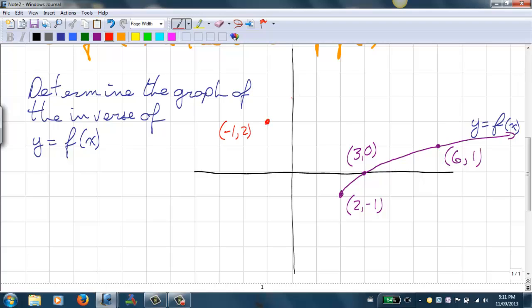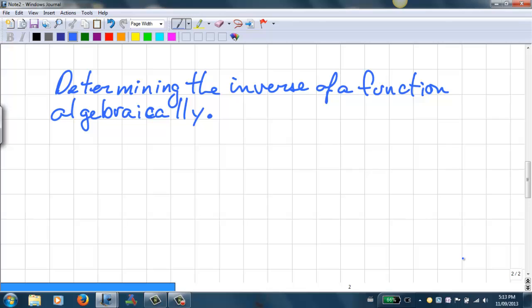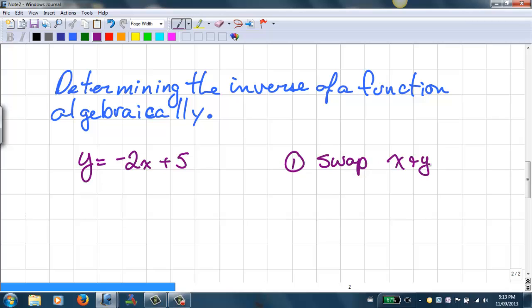So here we're asked to determine the graph of an inverse. So we've got that purple graph, and really all that we're doing is taking the coordinates like (2, -1) and switching them. (3, 0) and switching them. (6, 1) and switching them. So that part's easy. Let's look at determining the inverse of a function algebraically.